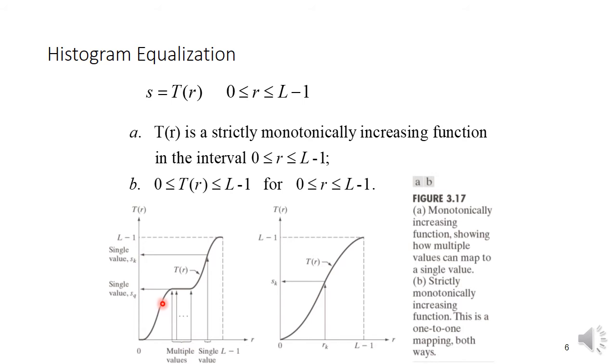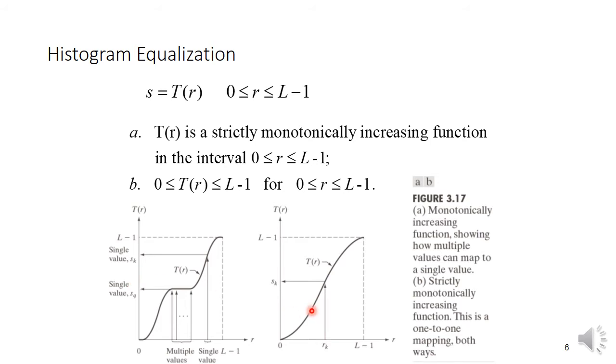But along this side, we have multiple R values, like this R, this R, this R, and these are all the same intensity values, which would map to a single value S. So after applying the transformation function on multiple values of R, we get a single value S, which is not desired.